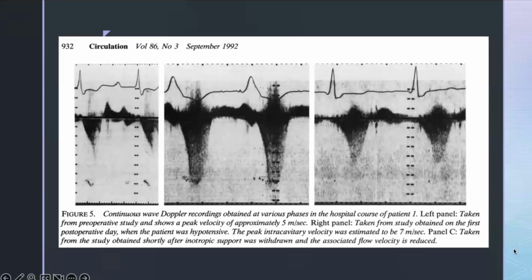So what this is illustrating is that post-op after AVR, you can see that the gradient has increased. And initially they thought the patient was in shock and requiring inotropes. And when the inotropes were withdrawn, the gradient actually decreased. And so this, again, this understanding of where the gradient is and in what clinical patient, affected outcomes because withdrawal of the inotropes reduced the gradient and hence reduced the hypotension.